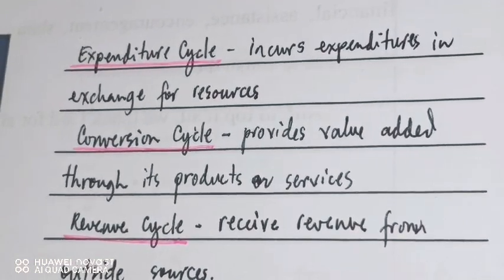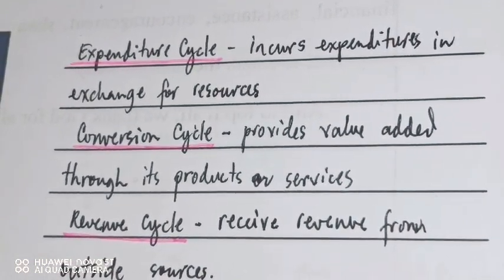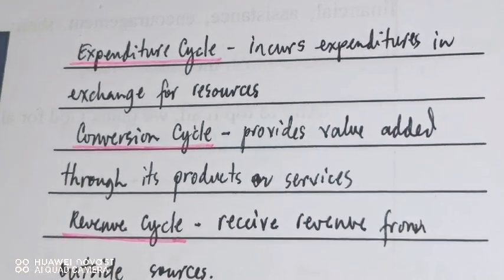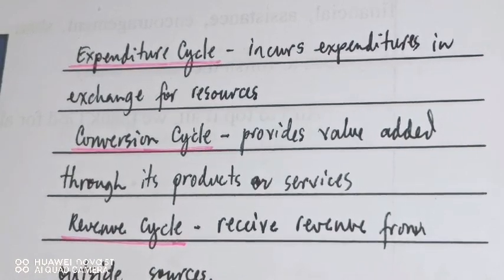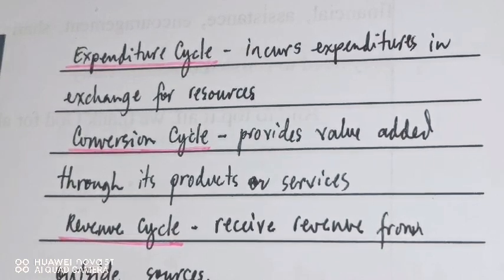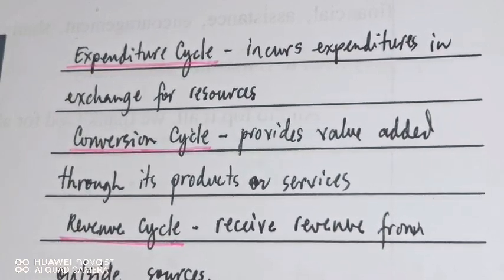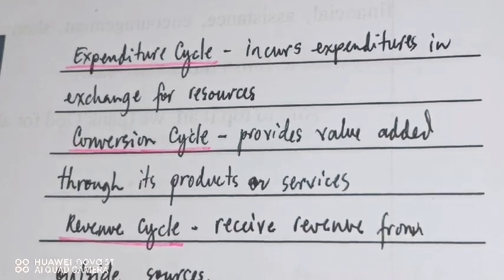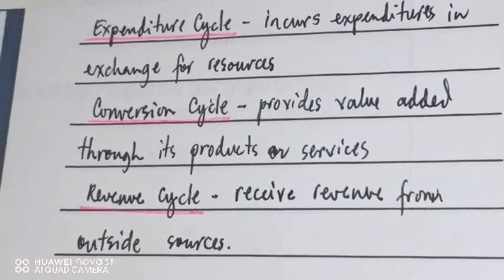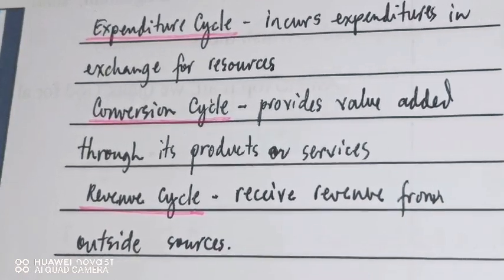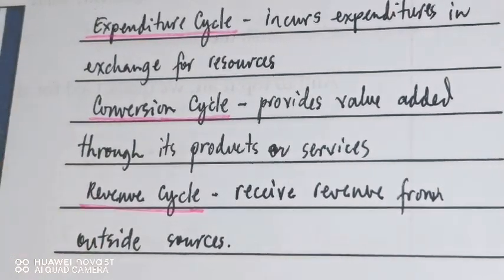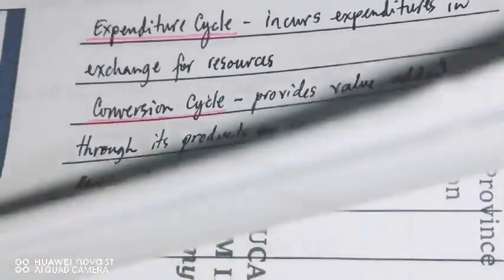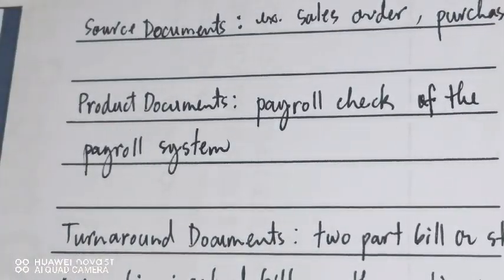And then the conversion cycle provides value added through its products or services. 'Di ba, we have acquired resources, and then those resources are converted into products and services. So, para nga naman magkaroon ng added value yung entity by earning revenues. And then the revenue cycle, that is receiving revenue from outside sources. So that is from conducting services or selling of goods up to the collection of accounts receivable or receipts of money.